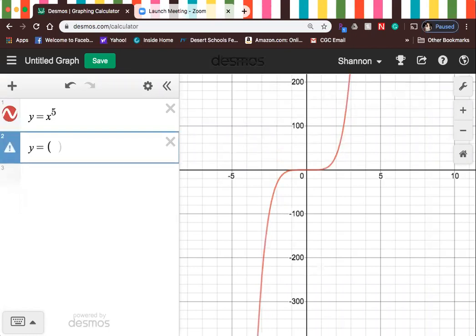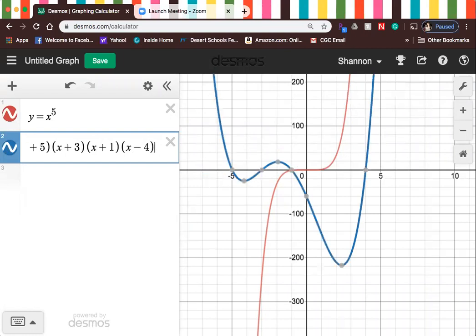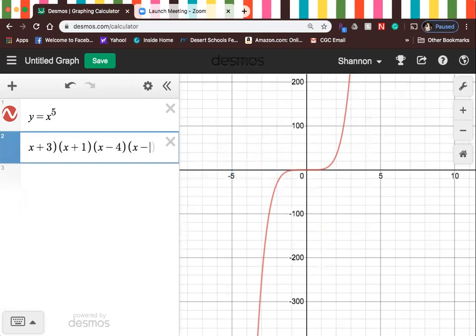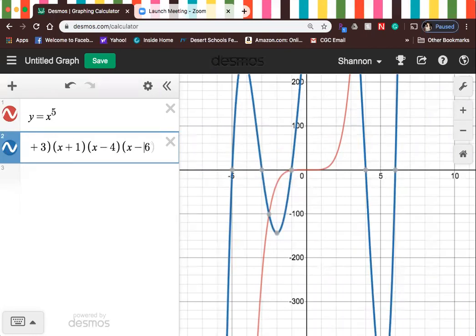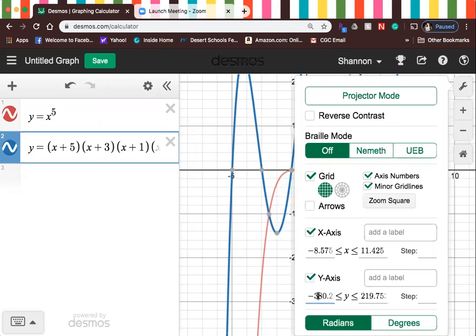Let's use factored form. So let's give it an x-intercept at -5, an x-intercept at -3, an x-intercept at -1, another x-intercept at 4, and another x-intercept at 6. So I got 5 of them there. Let's make sure. If I were to distribute this, I would have x times x, that's 2, there's 3, 4, and 5. Okay, so if I were to distribute this, it is absolutely a 5th power graph.